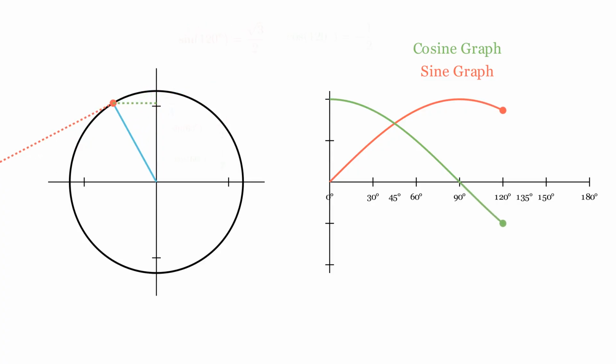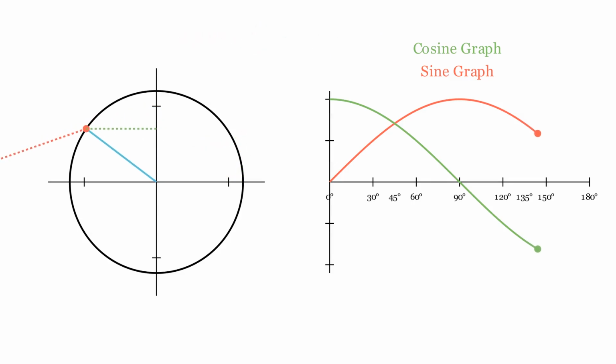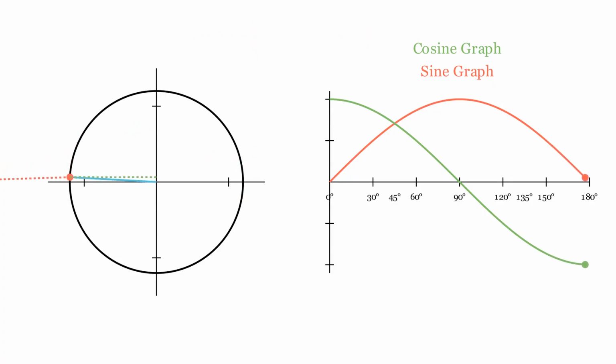At 120 and 60 degrees, values are the same except cosine is negative. Same for 135 and 45 degrees, except cosine is negative. Same for 150 and 30 degrees, except cosine is negative. And also for 180 and 0 degrees, except cosine is negative.